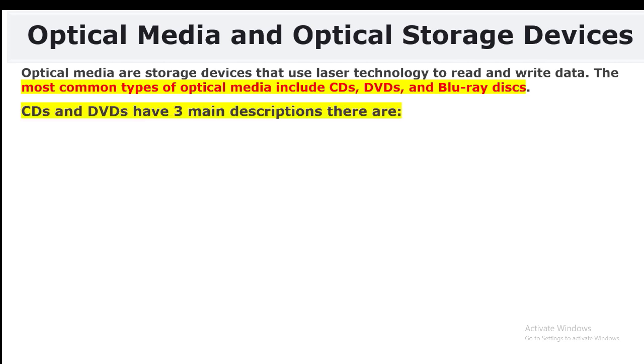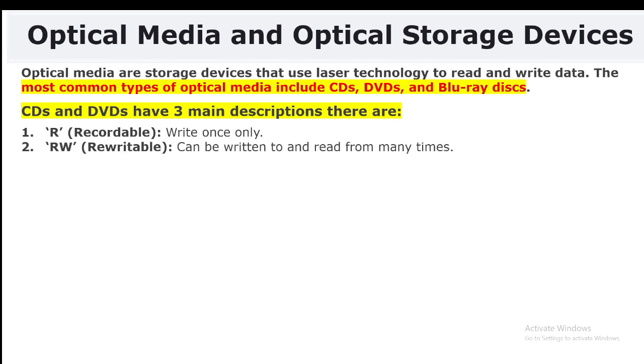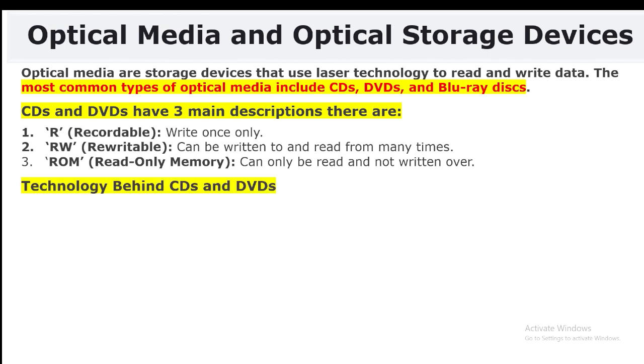All right, now when it comes to CDs and DVDs, there are three main descriptions that you need to remember. The first one is R, which is recordable, and then we have the RW, which is rewritable, and then the ROM, which is the read-only memory. Now, the moment you write or burn data on a CD-R or a DVD-R, it automatically becomes a ROM. All right, we'll explain that as we progress.